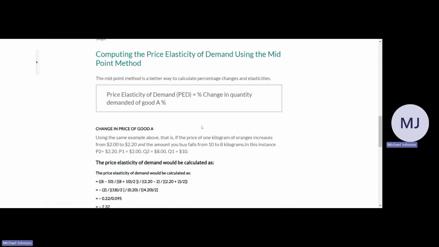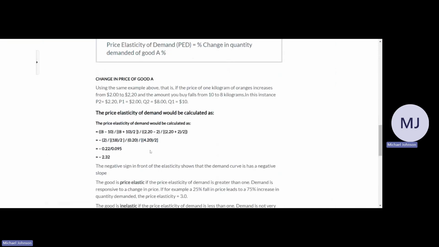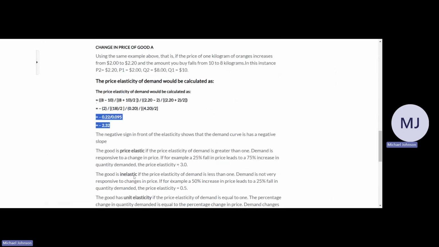So here's the midpoint method. I highly recommend using the midpoint method. As you can see here, to find the midpoint, you can average them out. So you add them together and divide by 2. And here would be 9, and here this would be 2.10. And then you would get -2.32. So you get different answers if you do the midpoint method versus the percentage method. But the midpoint method is more accurate.